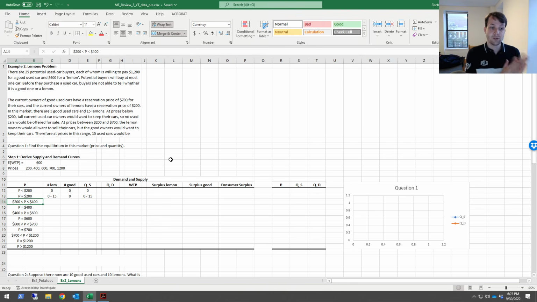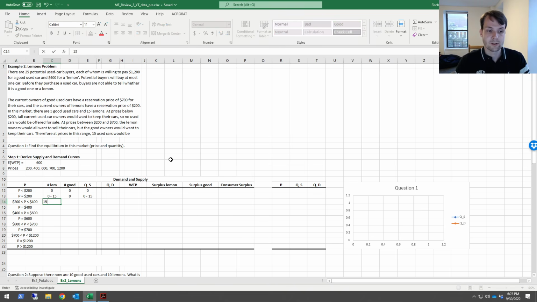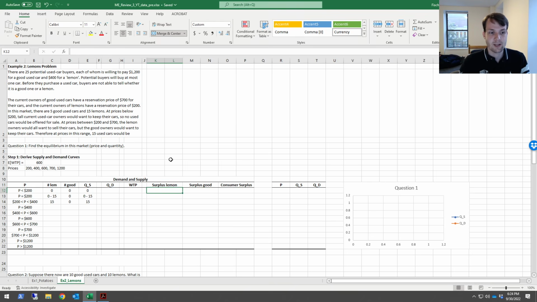For all prices between 200 and 400, exclusive, all the lemon owners want to sell. Because they have a reservation price of 200, so if the price is strictly above that, they make positive value, and therefore they all want to sell. So we can use these surplus columns here to get at this notion, namely the surplus of a lemon owner is always going to be the price minus the willingness to sell of 200, which in this case is less than 0.